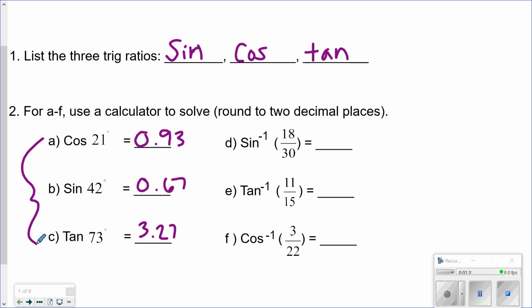D through F, we're going to do the inverse trig functions. So the first one is inverse sine of 18 divided by 30, and we get 36.87. Inverse tan of 11 divided by 15, you get 36.25. And inverse cosine of 3 divided by 22, you end up getting 82.16.